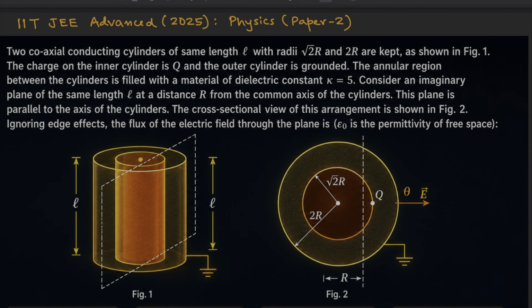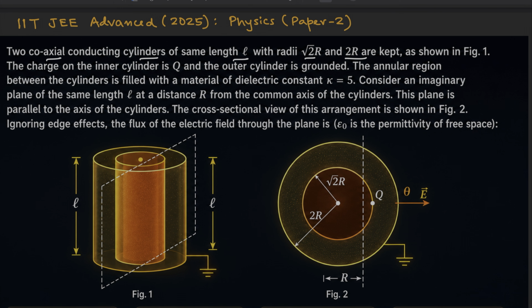It says that there are two coaxial conducting cylinders, same length, radii root 2r and 2r. There are charges on the inner cylinder, which is Q on this inner cylinder over here. The outer cylinder is grounded, as you see over here. The annular region between the cylinders is filled with a material of dielectric constant 5. Okay, so there is some region between the cylinders, which you also see in the cross-sectional area from the top. So this particular area, the shaded area, has the dielectric constant.